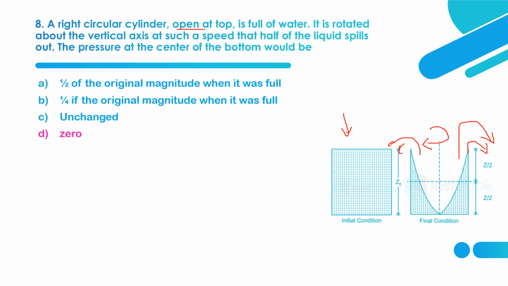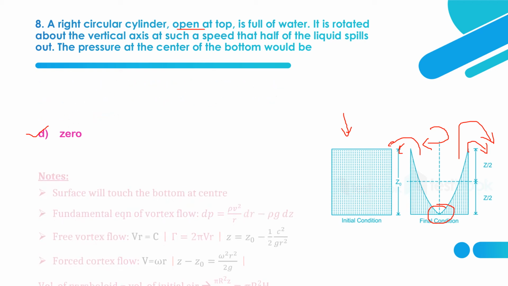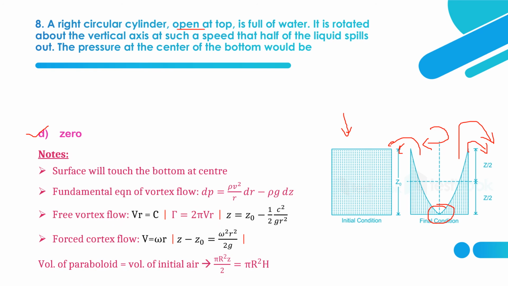Option D, 0. So here you can see there is no point of pressure acting here. So that's why the pressure at the center of the bottom is 0 in the final condition. The surface will touch the bottom at center. So actually the fluid surface is touching the bottom at center, so that pressure will be 0.